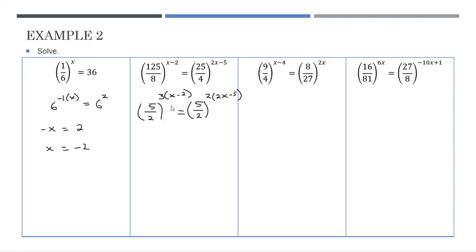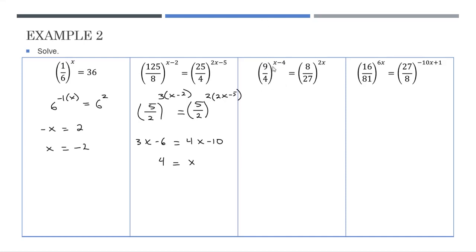Now that we have the same base, we can make these two exponents equal to each other. Again, I'll do the distributive property right away. So 3x minus 6 equals 4x minus 10. I'll subtract 3x off of each side, so I get x, and then I'll add 10 to both sides. So I get 4. So how are they going to trick you then? So these questions seem fairly short right now. So let's go into the next one and take a look at these fractions.